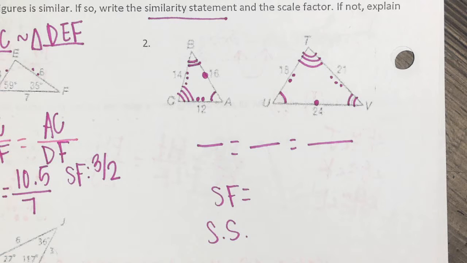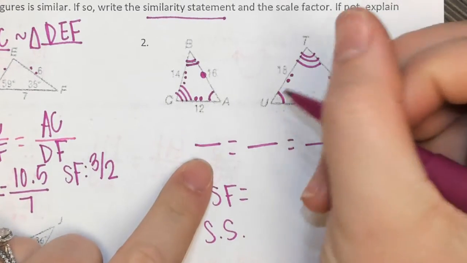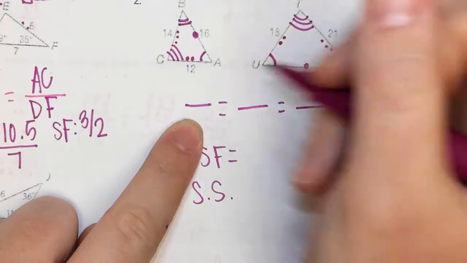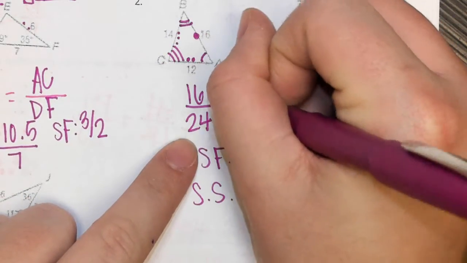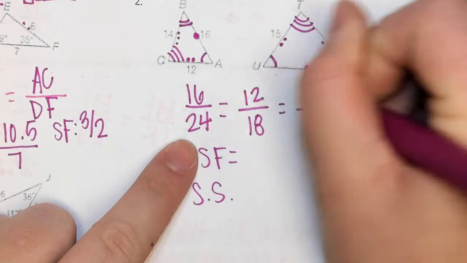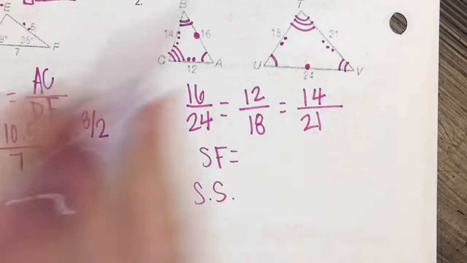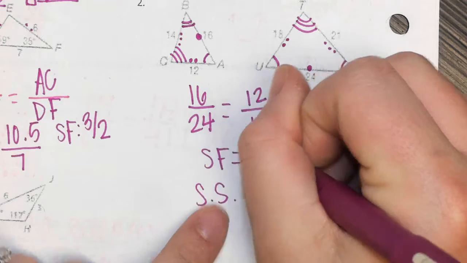How we doing? Can't read number 3. Okay. So on number 2, let's go over this. You tell me what to write. 16 is to 24. 12 is to 18. 14 is to 21. Okay. So your scale factor was 2 to 3, right?